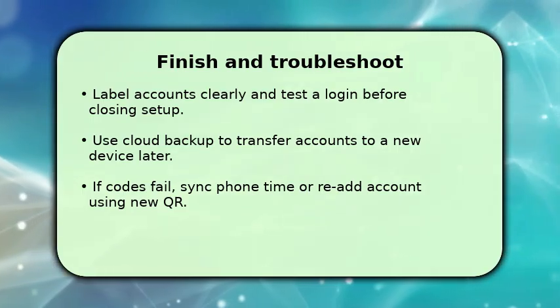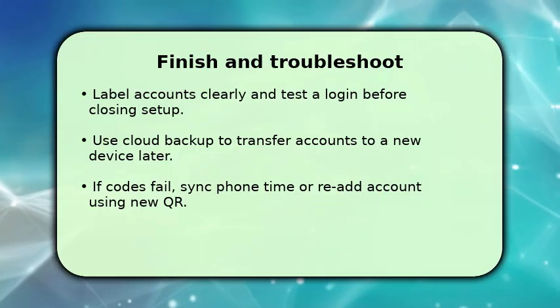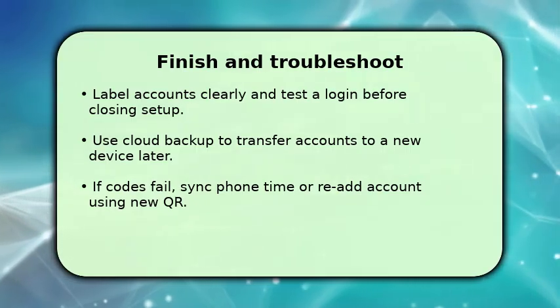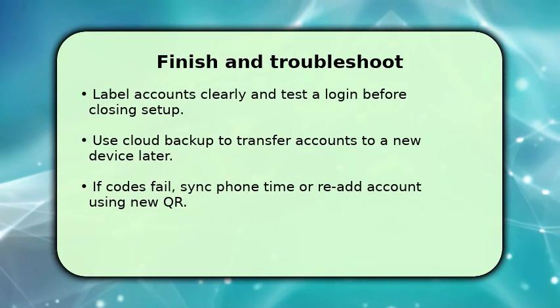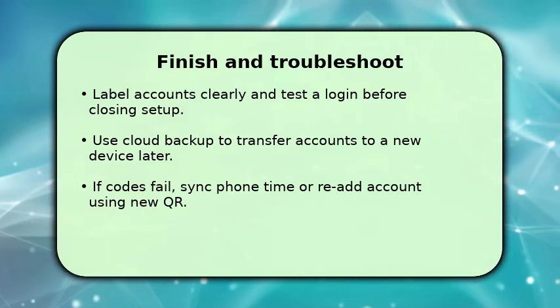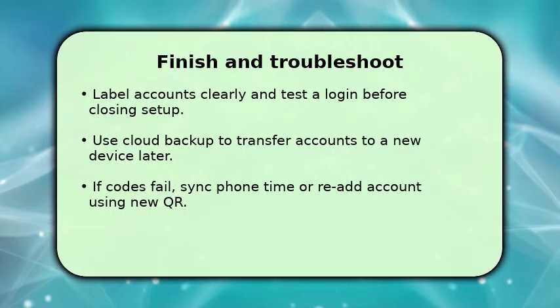If you move devices, install Authenticator and restore from backup. If codes fail, first sync your phone's time, then remove and re-add the account using a fresh QR or secret. This fixes most issues. For persistent failures, contact the account provider to reset two-factor settings.